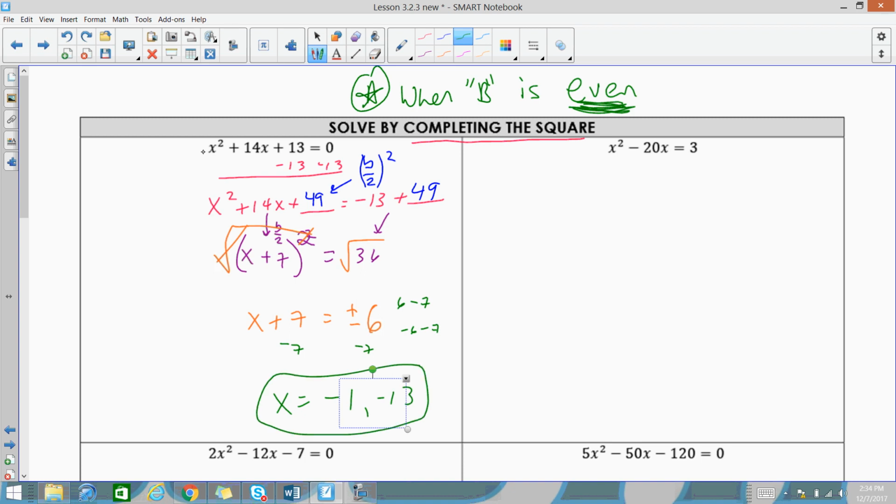Now this one's easy because your a value is 1. When your a value is not 1, that's when they start getting a little more fun. All right, next one over.